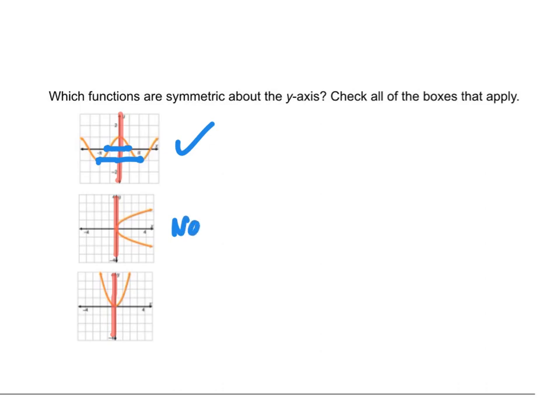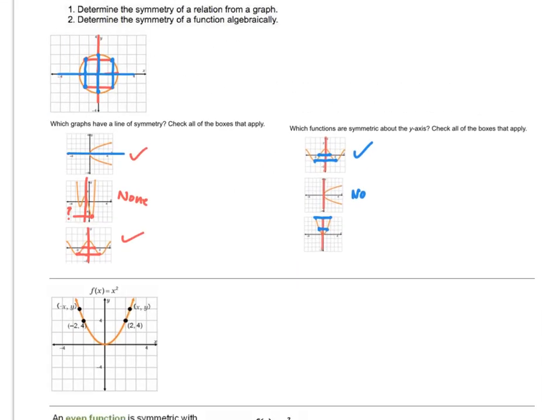This one, no. This one is actually symmetric about the x-axis, but not the y-axis. And then this one, this parabola going up, you notice that all these points are equidistant to the y-axis. So we have symmetry.